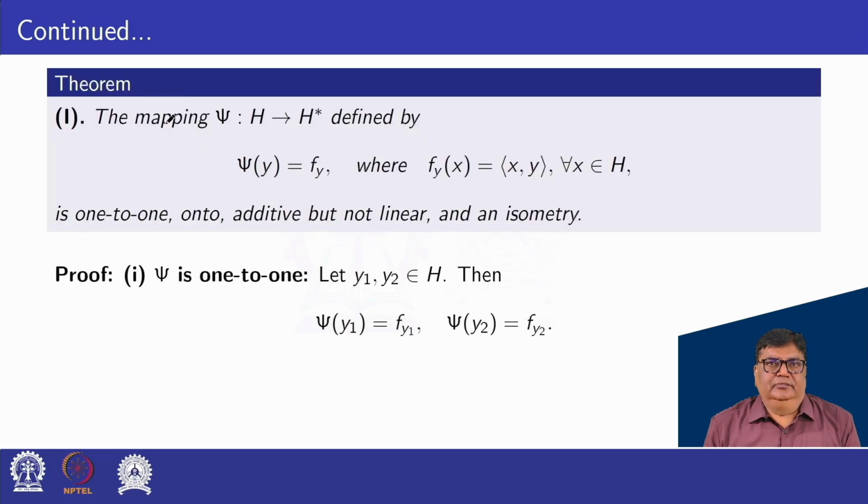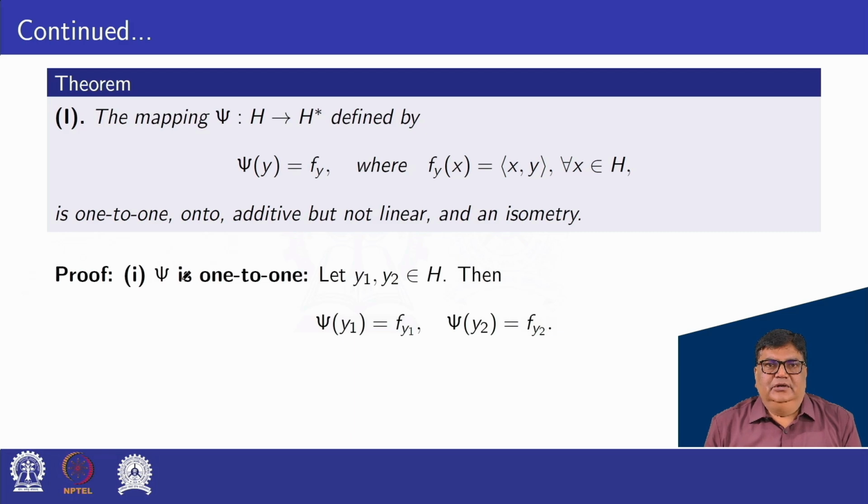Theorem: the mapping psi from H to H star, defined by psi y equal to Fy, where Fy x equal to inner product of x, y for all x belonging to H. Here y is fixed in H. The mapping is one-to-one, onto, additive but not linear, and an isometry.